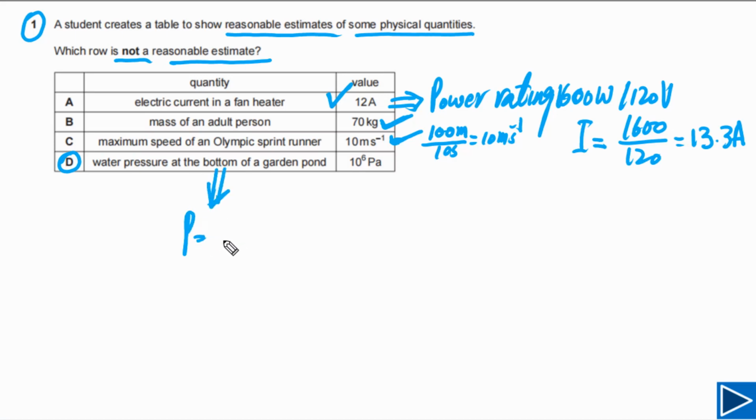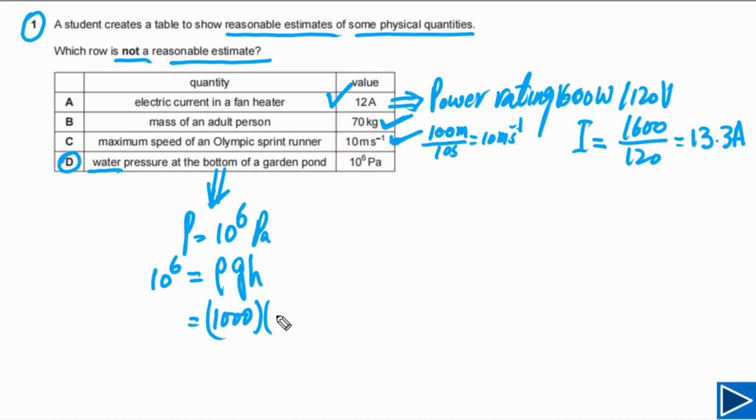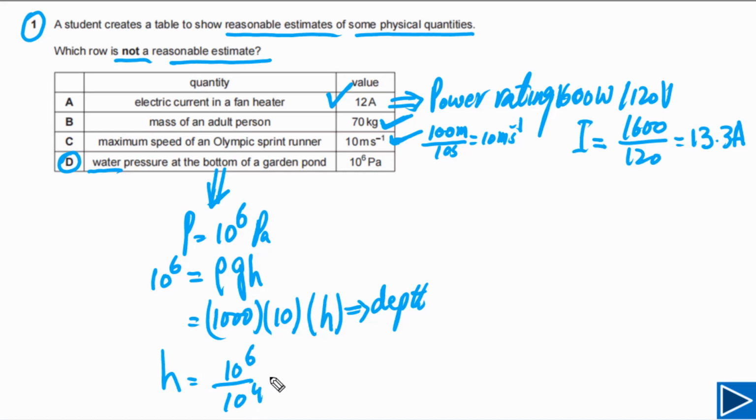P in this case is given to us. P is equal to 10 to the power 6 Pascal, but P is equal to rho g h, and in this case we are talking about water. P is given, so this is 10 to the 6. The density of water is 1000 kilograms per cubic meter. For simplicity, g is 10. So we can find the value of h, the depth, from here. h will be equal to 10 to the power of 6 divided by 10 to the power of 4. So this is equal to 10 to the 2 meters, meaning 100 meters, very deep.